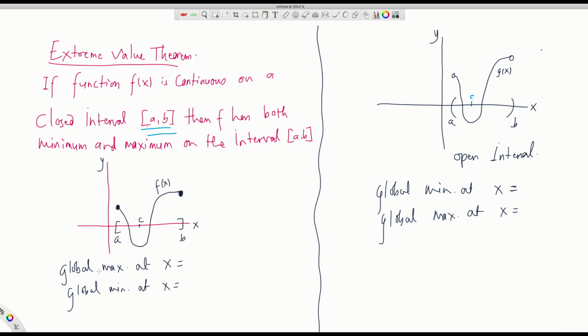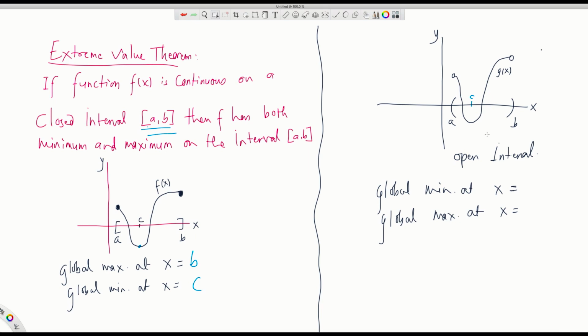For example, in this case, you see that the function f(x) has a global max. What is the highest point? At b, right? At x equals b, and a global min at x equals c. See, this is the lowest point, right? But if the function is not continuous, or if the function is continuous only in an open interval, then you cannot guarantee the global max and global min lie in that interval.